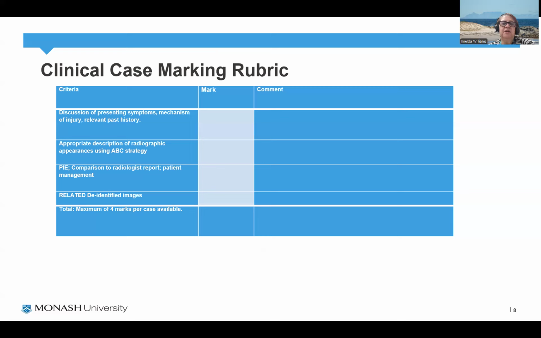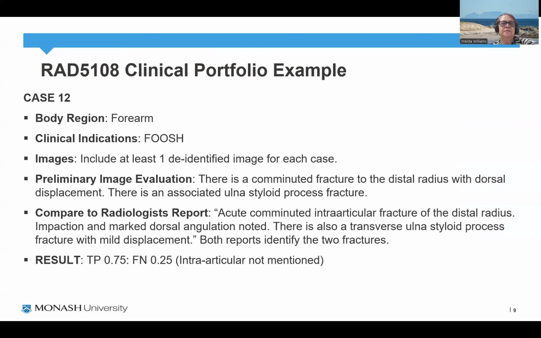And also, as I mentioned, you can include patient management, but that is not really a requirement. And then you must include at least one de-identified image. So the maximum marks for each case is 4 marks. As mentioned, overall, with your 25 cases, this part is worth 100 marks.